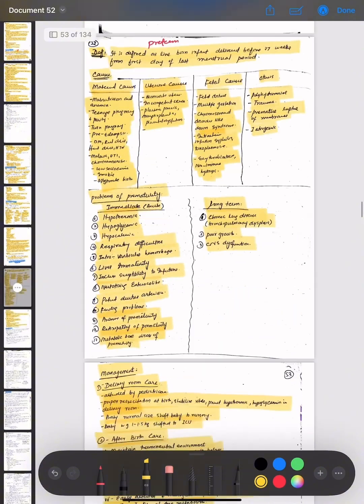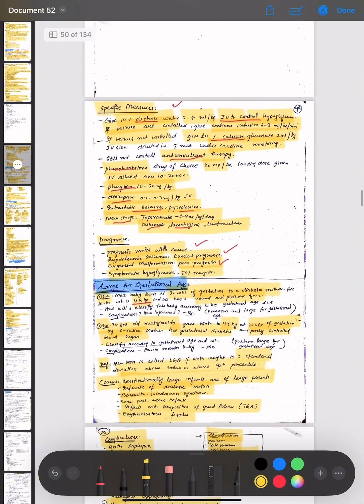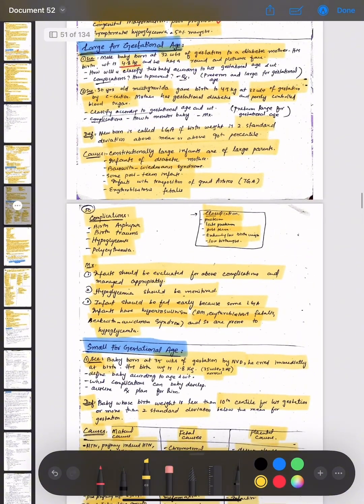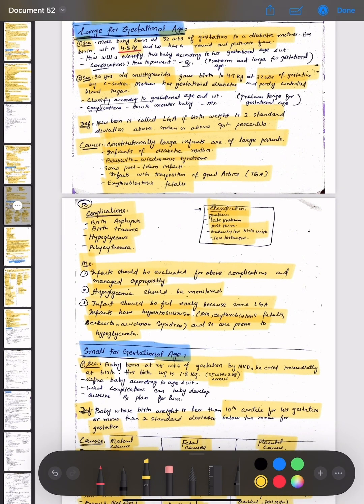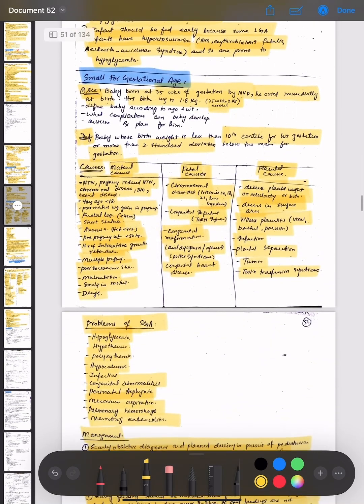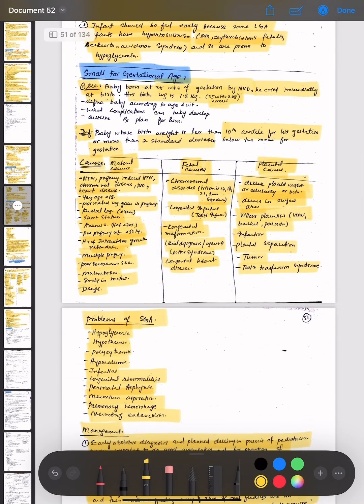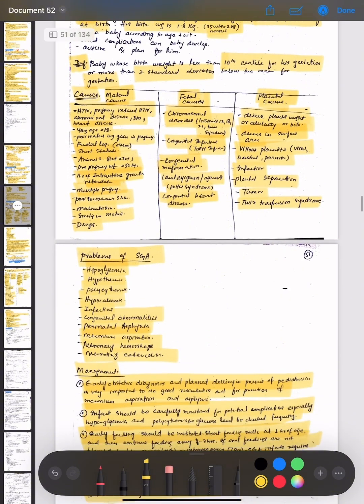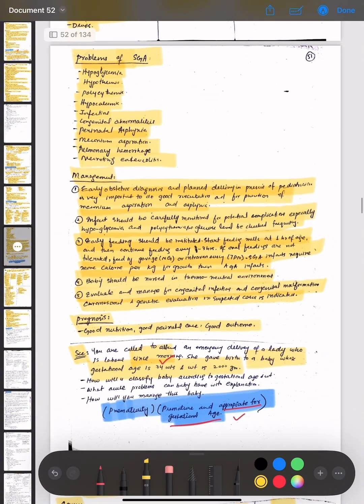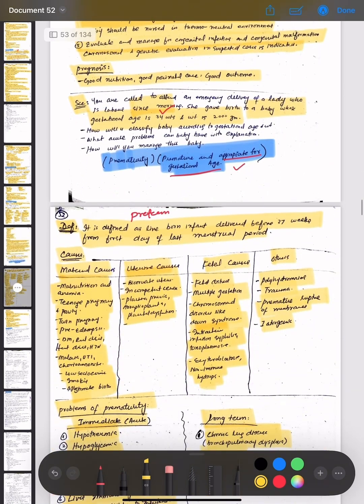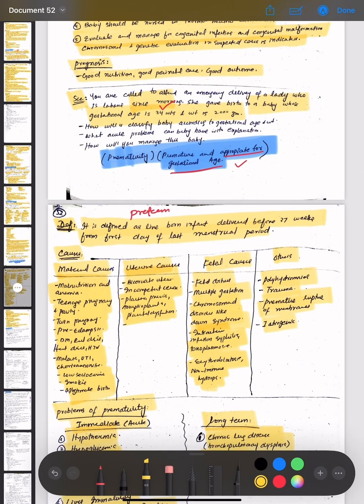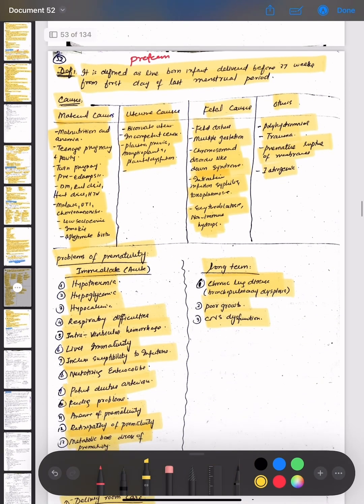So we have discussed the following three topics. First, large for gestational age, in which we discussed the scenario, the definition, the different causes, the complications, and how we will manage the patient. Then small for gestational age: the definition, the causes which are maternal, fetal, and placental, the complications, and the management options and the prognosis. Then the scenario of an appropriate for gestational age baby who is preterm, and the definition of the preterm baby.